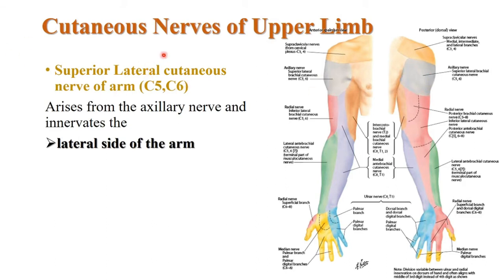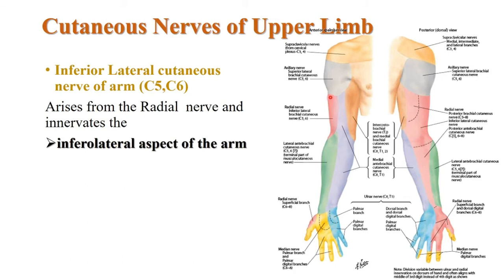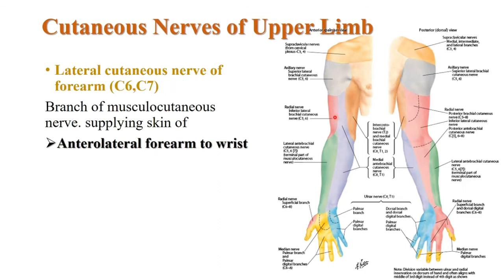As it is a superior lateral cutaneous nerve, there is also an inferior lateral cutaneous nerve of arm, that is a branch of the radial nerve. Superior lateral is a branch of the axillary nerve, inferior lateral is a branch of the radial nerve having the root value again C5, C6, and it is supplying the inferior lateral aspect of the arm. You can see here this patch that is supplied by the inferior lateral cutaneous nerve of arm.